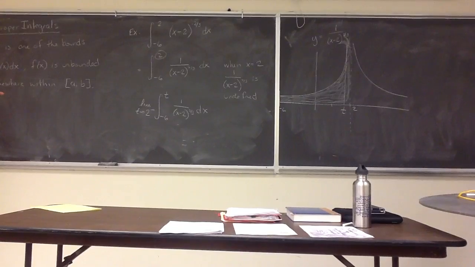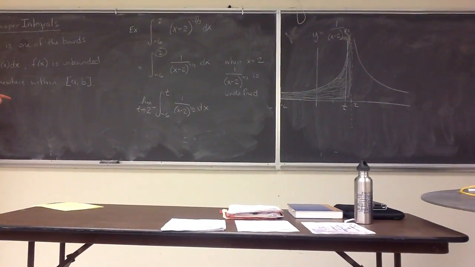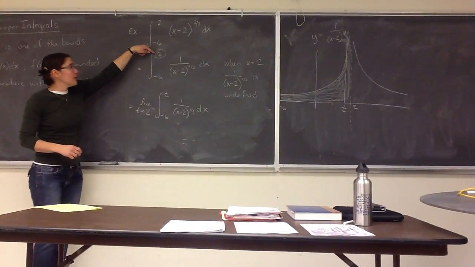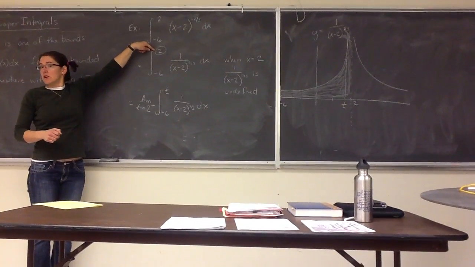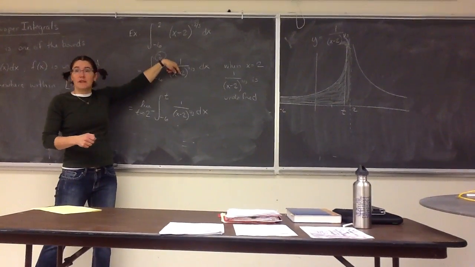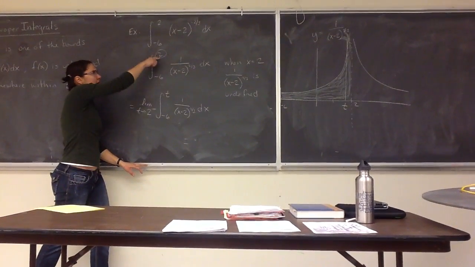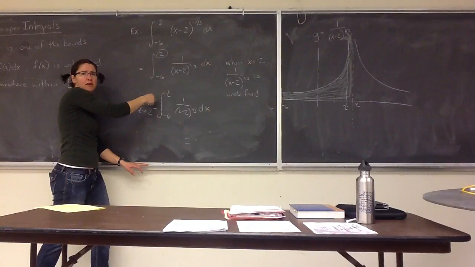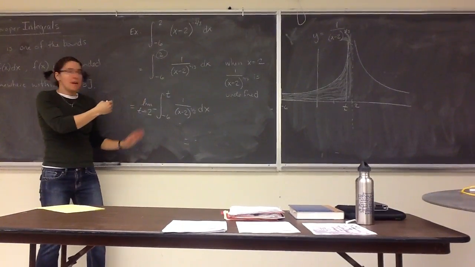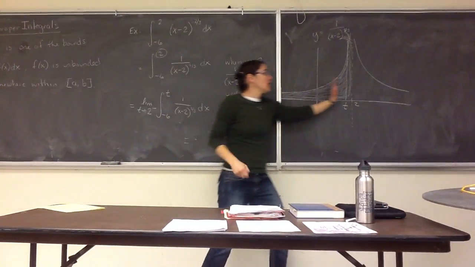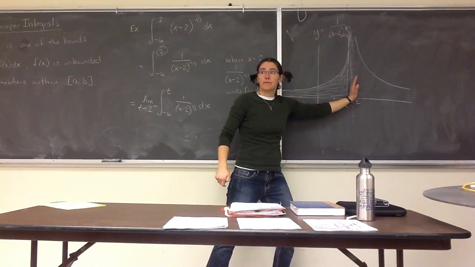Okay, any questions about this so far? So I've taken my integral, which was improper because our top boundary forced us to have a 0 in the denominator, and I've rewritten it so that my top boundary is no longer that bad number. It's now a number t, and I'm going to allow that t to get close to 2, but not actually hit it.